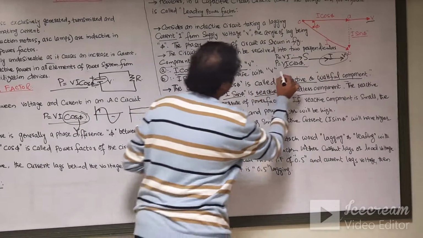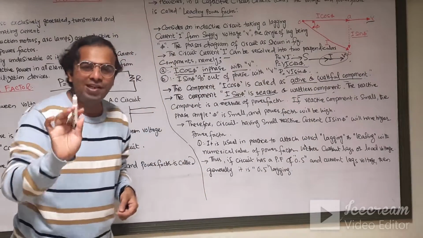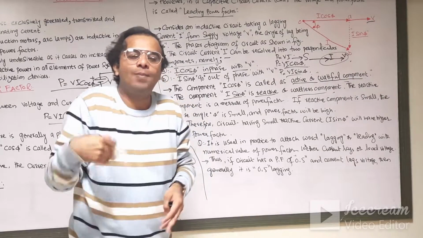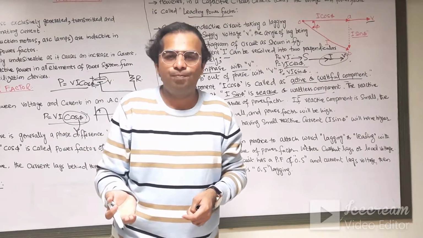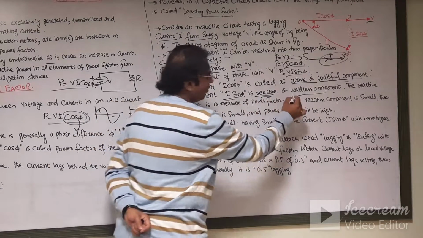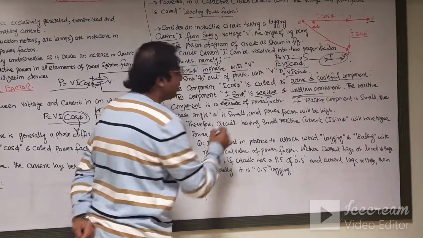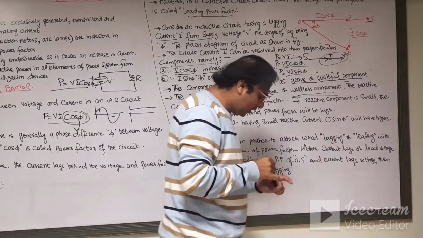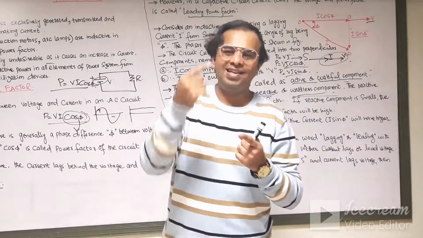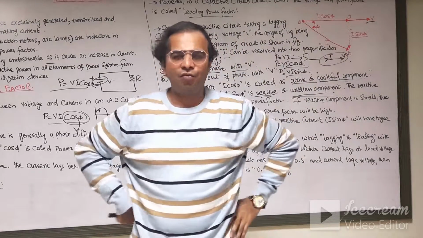And third is VI sine of phi, which is the useless power, wattless power, and normally it is called reactive power. Now I sine of phi is the wattless component or the reactive power. This reactive component is a measure of the power factor. The reactive component of the angle between voltage and current is the measure of the power factor.